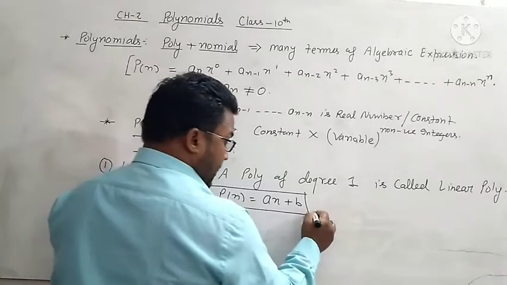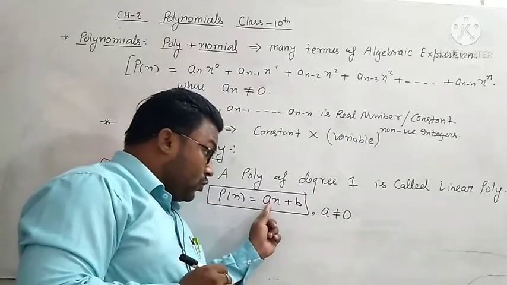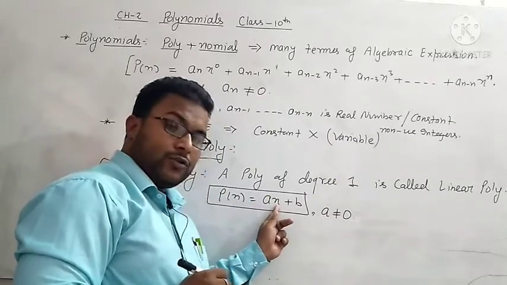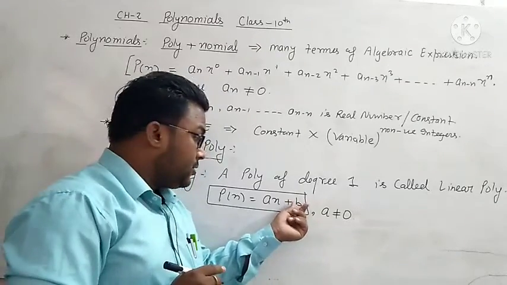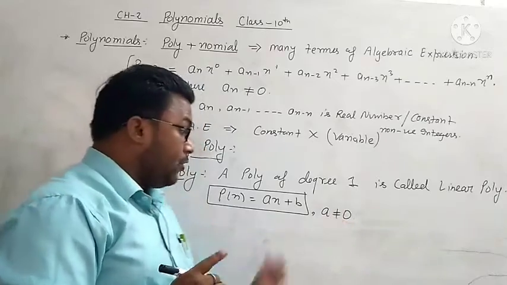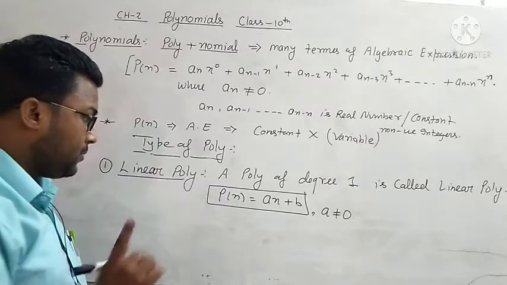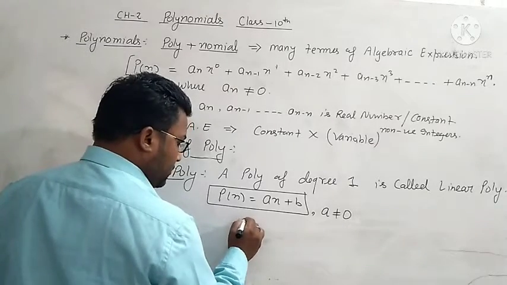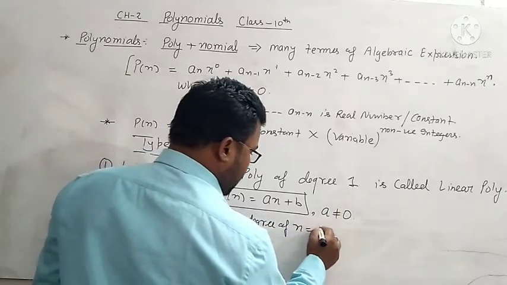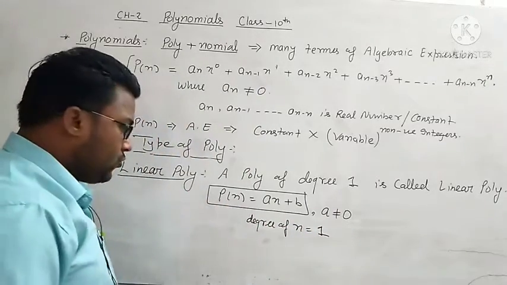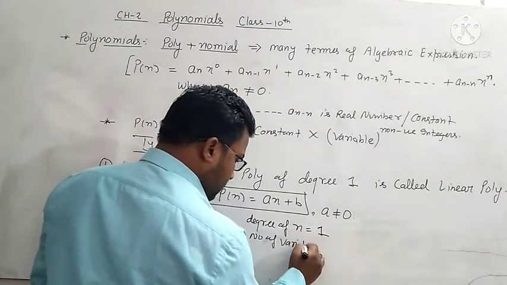ax plus b is the form of a linear polynomial. Linear polynomial means a is not equal to 0. Important: if the value of a becomes 0, then 0 into x is 0, plus b, so b is a constant polynomial. So the value of a will never be 0. So p(x) is equal to ax plus b, and the degree of x is equal to 1. The number of variables is equal to 1.